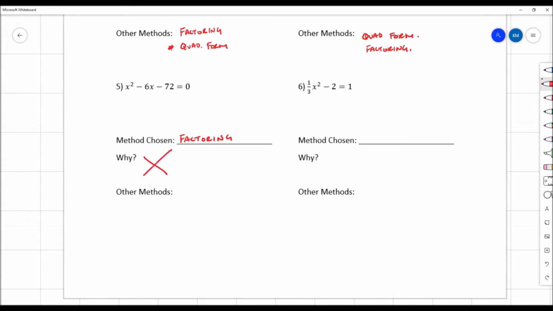Why did I choose factoring? Because I was like, hey, what two numbers multiply to give me negative 72 and add to give me negative 6? It's negative 12 and 6. It works for both of those. Okay, I could fill that x in pretty quickly.